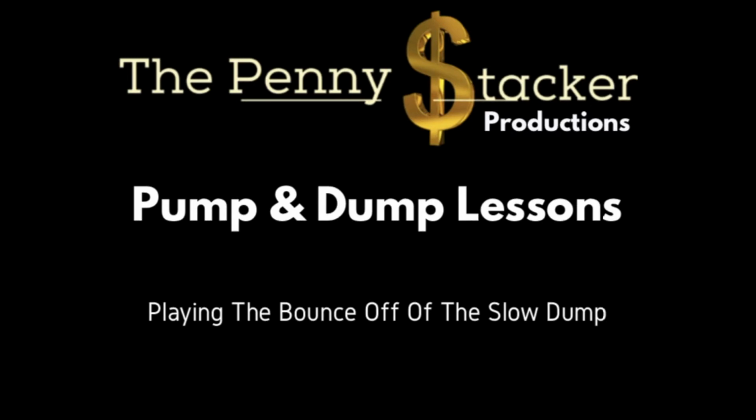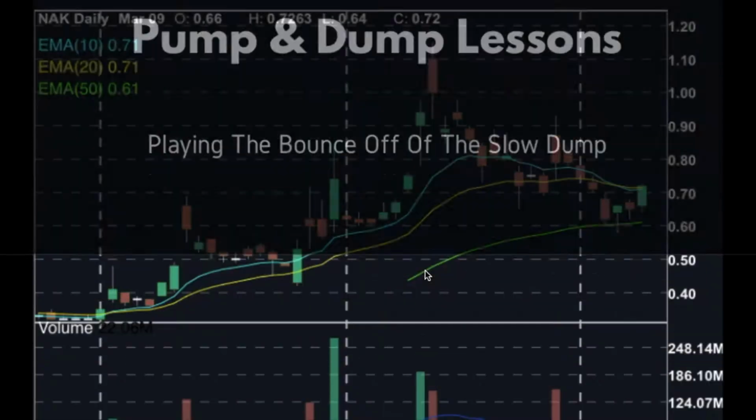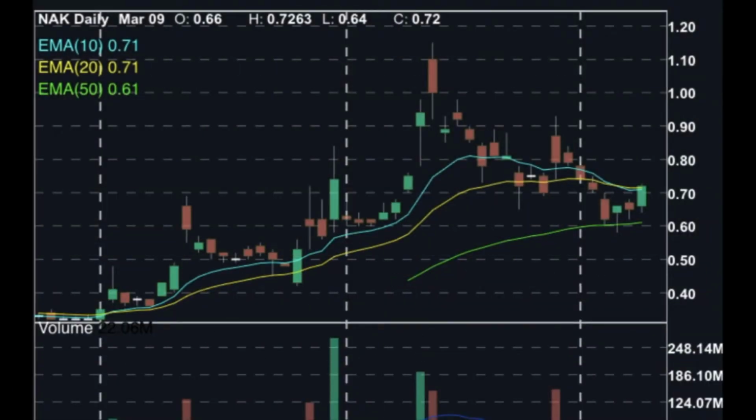This lesson will be on pump and dumps. This one is playing the bounce off the slow dump. As you can see here, today we'll be working with ticker NAK, on the 3-month daily chart. Here you can see we've had this long extended pump and then our slow dump all the way back down to here. Obviously here we had a quick dump, part of the pump and dump. However, we're still in a falling pattern, and trying to play this bounce right here is what we're going to be working on.